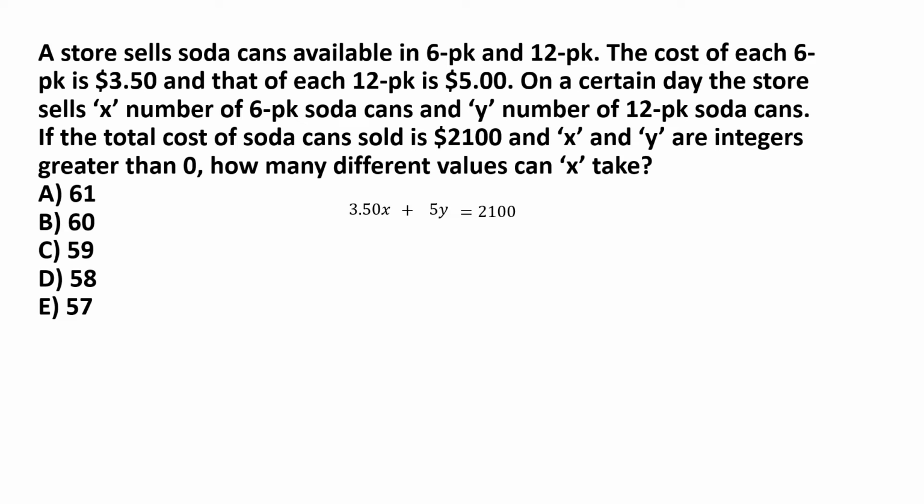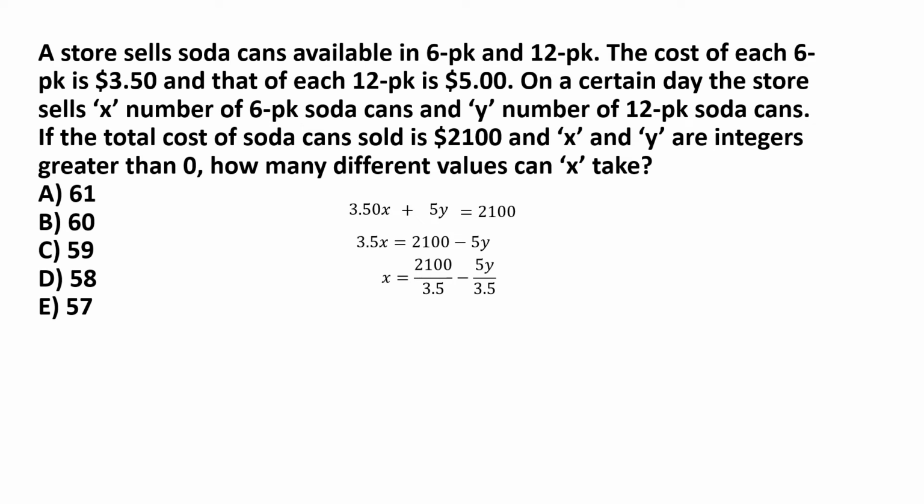Now the question asks for how many different values X can take. So the first thing that we do from here on is express X in terms of Y. We can do that by taking the 5y to the right hand side, so it becomes minus 5y, and then dividing both sides of this equation by 3.5. So we have x is equal to 2,100 by 3.5 minus 5y divided by 3.5.